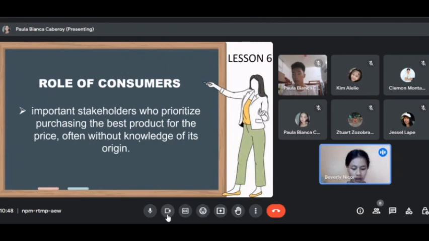So if the price of confectionery products is too high, consumers may opt to purchase cheaper alternatives or reduce their overall consumption of confectionery products. But if the price of confectionery products is too low, other consumers may perceive the products as low quality or suspect that they contain subpar ingredients.